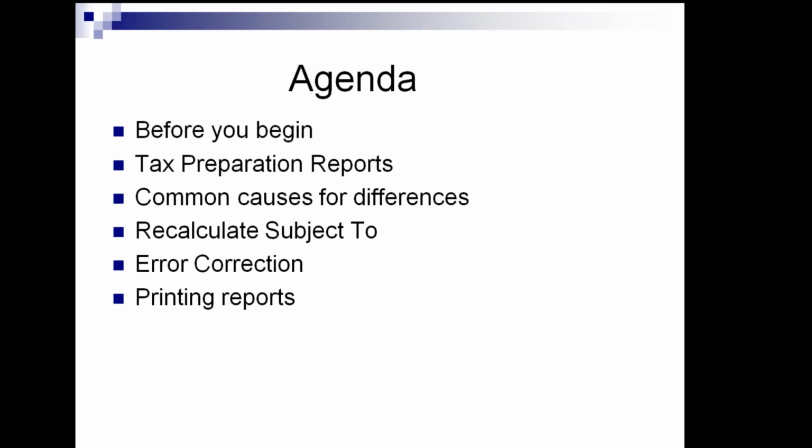Before we get started, I want to talk about a couple of things that you need to make sure that you do before you actually begin the quarter end. We're going to talk about getting all the information in, making sure you're on the right version. We're going to take a look at the tax preparation reports provided by Sage. If you run into any problems with those reports, meaning there's differences between the Sage reports and maybe the Atrix forms, we're going to talk about what could cause those differences and then how to correct them.